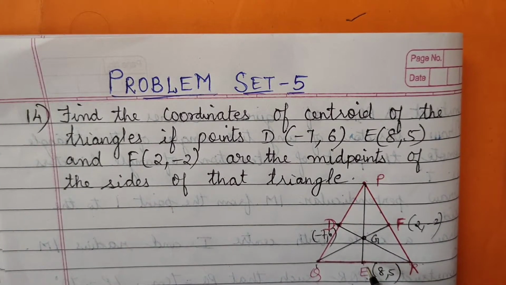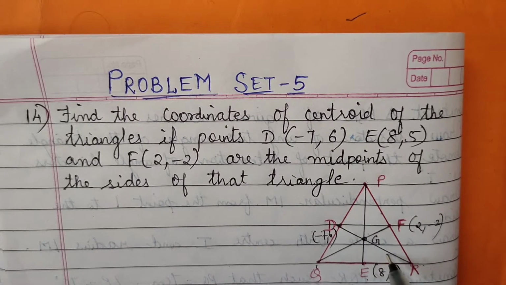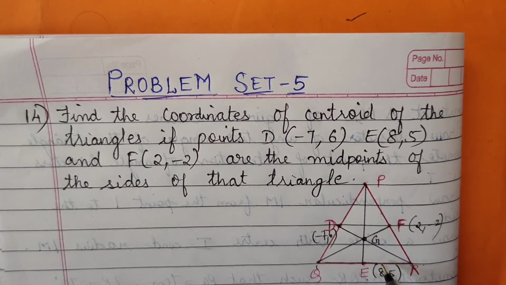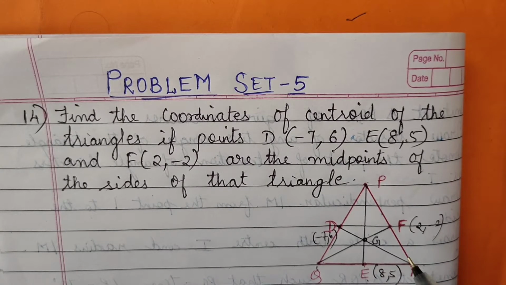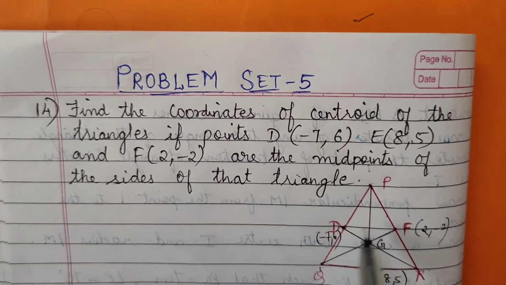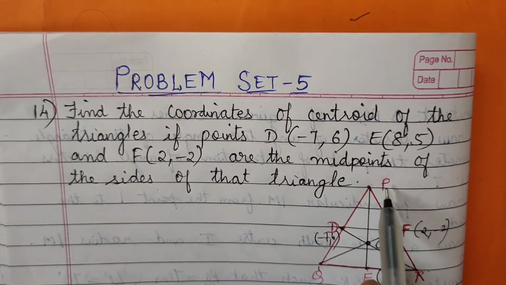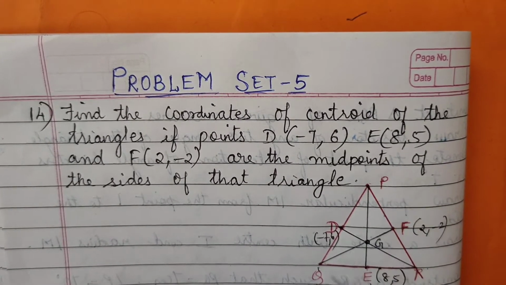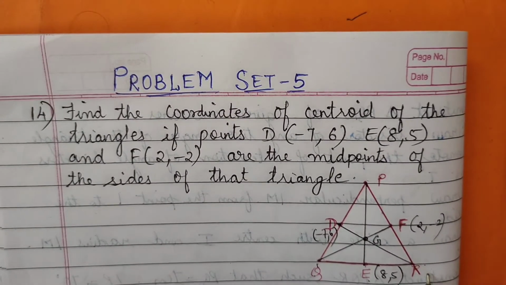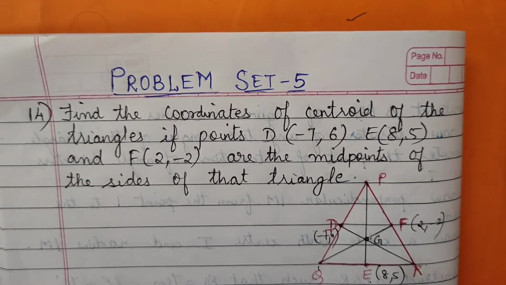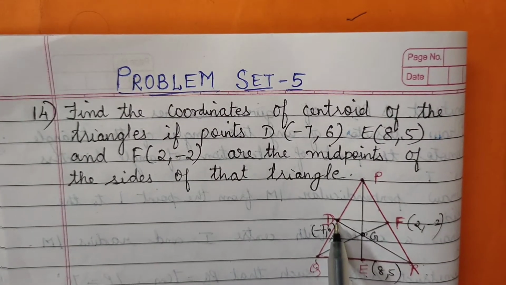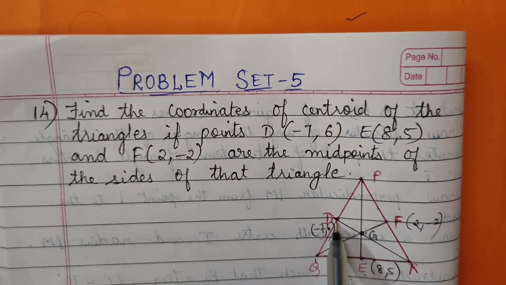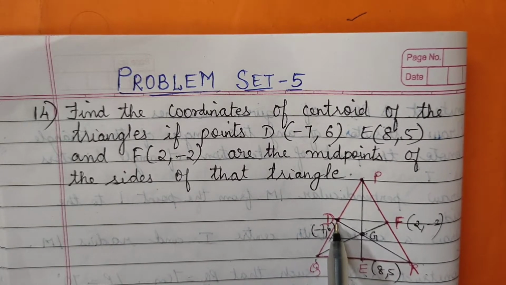But what is the formula to find the centroid of the triangle? It is (x1 plus x2 plus x3) upon 3, and similarly for y. For this, we first need to find the points P, Q and R. Only then can we find G. As we know, looking at side PQ, D is the midpoint. So can we apply the midpoint formula? Yes.